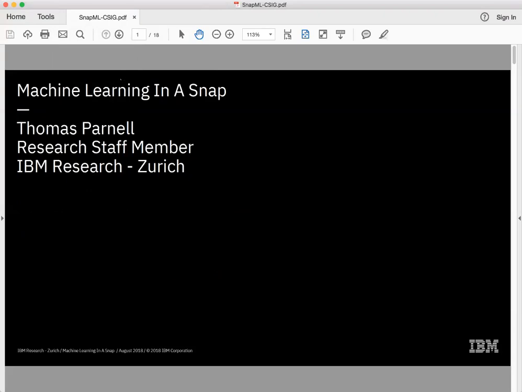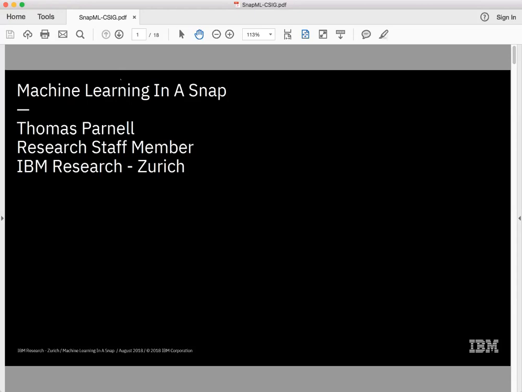Please proceed. Great. Hi everyone. I'm Tom Parnell. I work in the IBM Research Lab here in Zurich in Switzerland. My research interests are machine learning as well as information theory. As well as doing research here in the lab, we're also actively involved in a number of IBM product development, in particular IBM Power AI and also IBM Flash System.